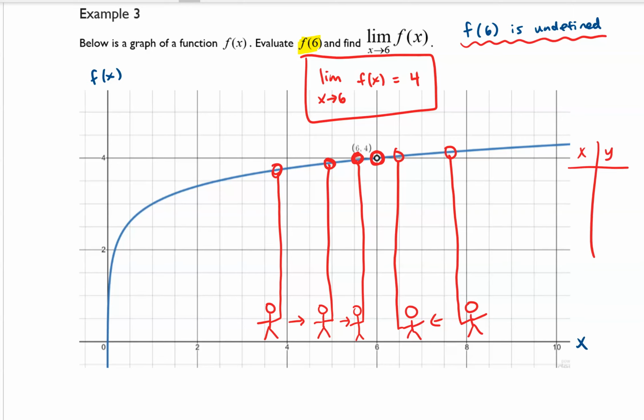As you got really close to 6, if you plugged in like 5.999, then the y value might be like 3.999 or something like that. And then if you plugged in 5.9999, then it would look like 3.99999 or something like that. And same thing from the other side. If you plugged in a number like 6.0001, then you might get like 4.001 or something like that. And these are just estimates, but at the end of the day, the limit is equal to 4.